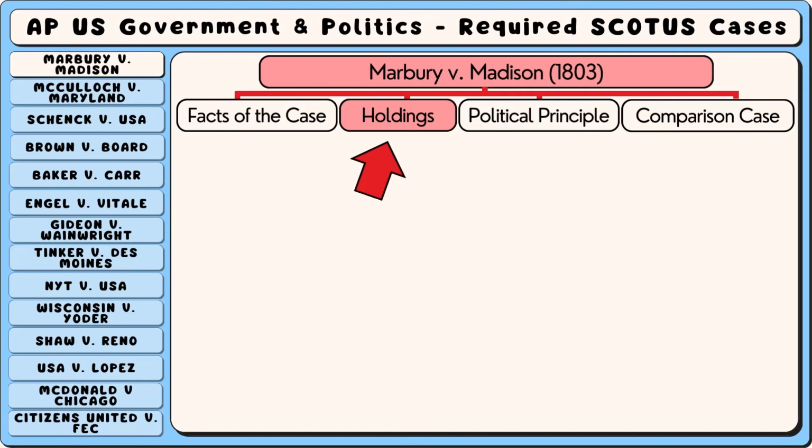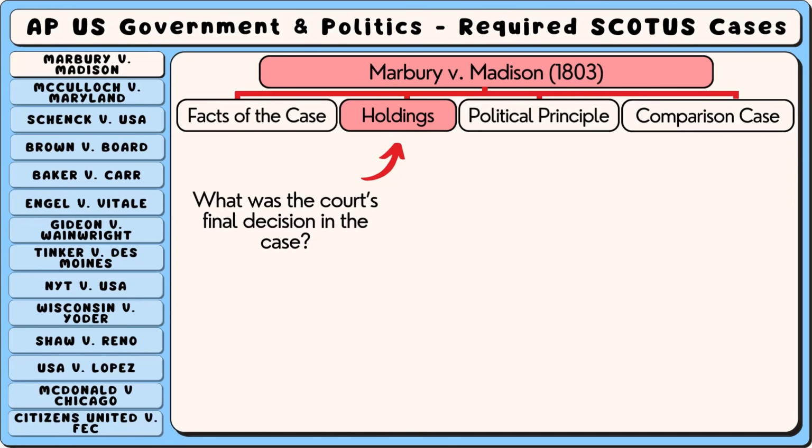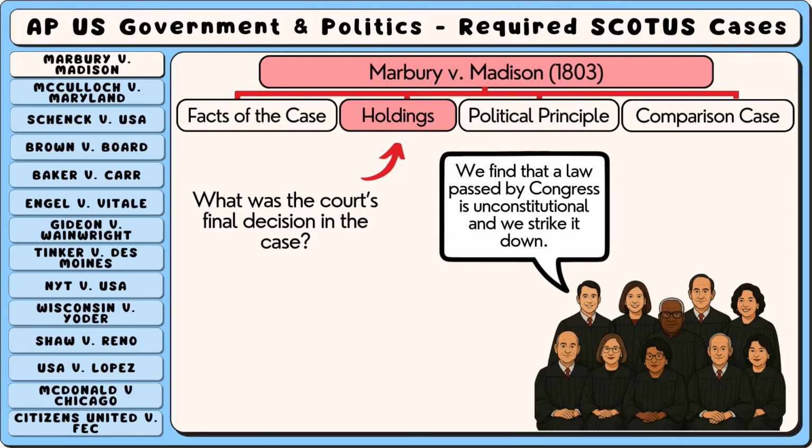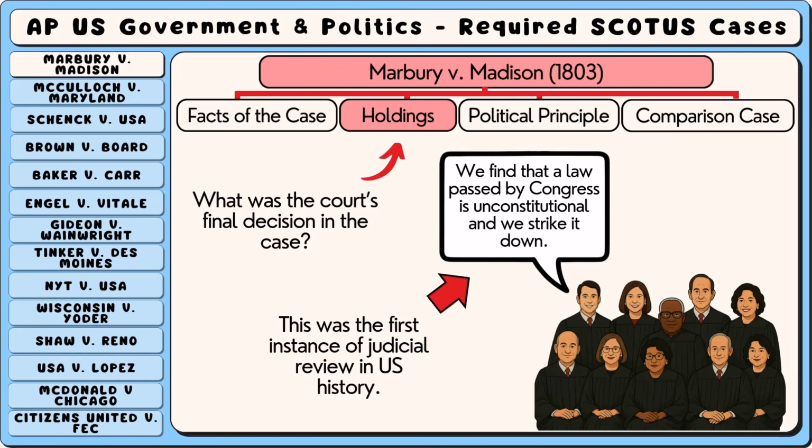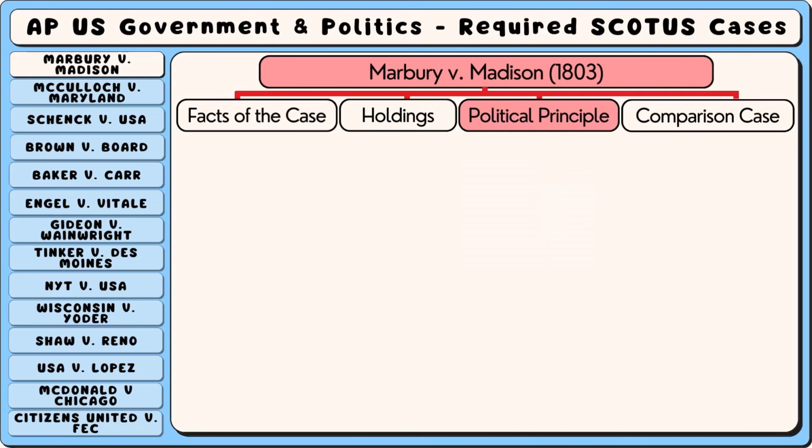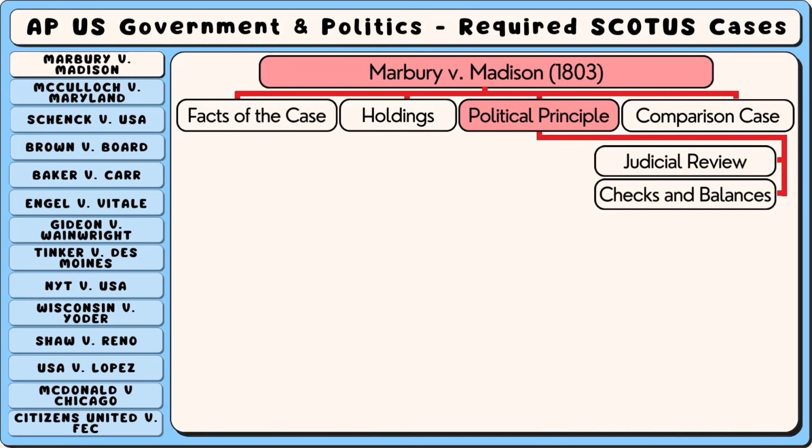Remember, for the exam, you need to be able to explain the court's overall holding, which means what the court's final decision was on the case. Essentially, the court's holding was that a law passed by Congress was unconstitutional, meaning it contradicted the Constitution, and therefore it was to be struck down. This was the first instance of judicial review. That's the most important thing you need to know about this case. So next, you may need to be able to talk about the political principles at the heart of this law. There are two.